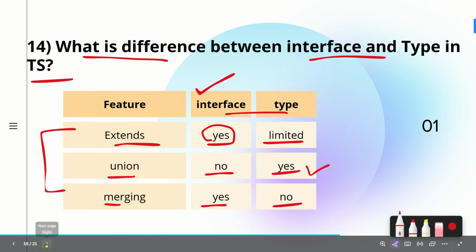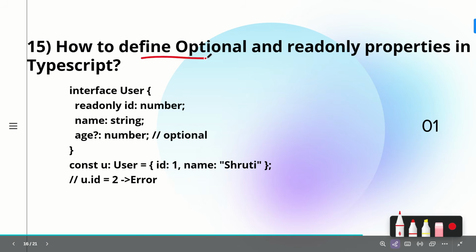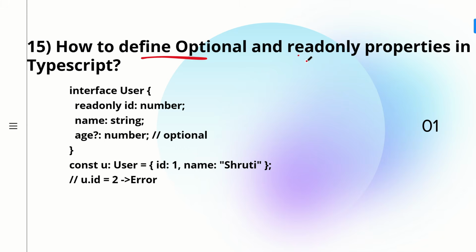Now let's see our 15th question. How do we define optional and read-only properties in TypeScript? So they might ask you to share your screen, and they might ask you to code that how do you define, like how would you make a property optional and how would you make it read-only, like what is the syntax. So syntax, you can write interface keyword and then user. So these are our normal properties like id, number, name will be string, and third property will be age and number. But how do you make it read-only?